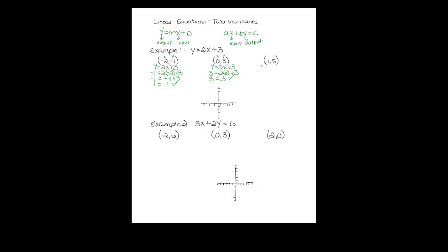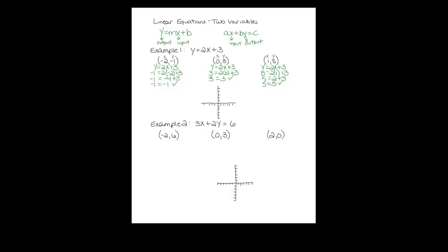Next, we have the ordered pair 1, 5. So y equals 2x plus 3, replacing the x with 1, the y with 5. So we have 5 equals 2 times 1 plus 3. 5 equals 2 times 1 is 2 plus 3. 5 equals 2 plus 3 is 5. So it checks.